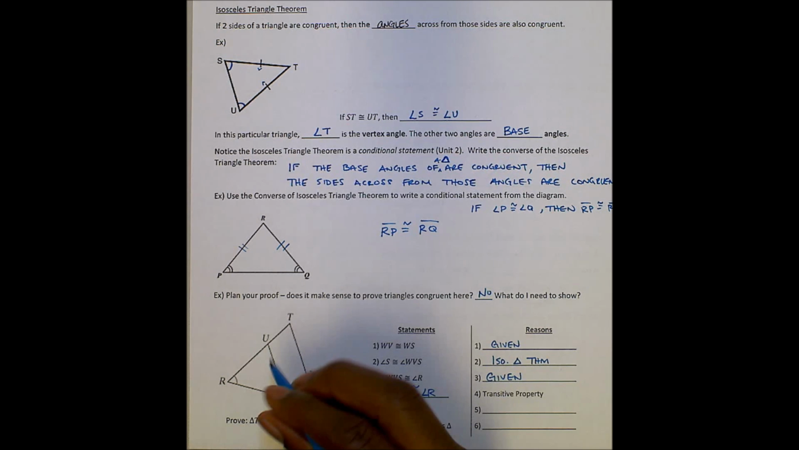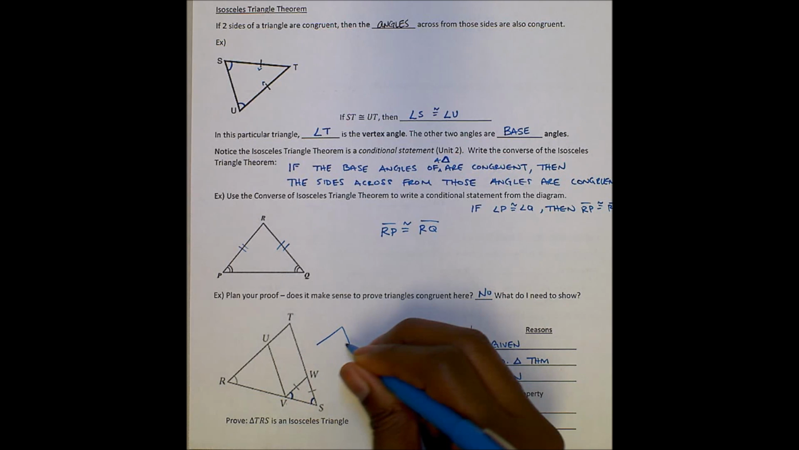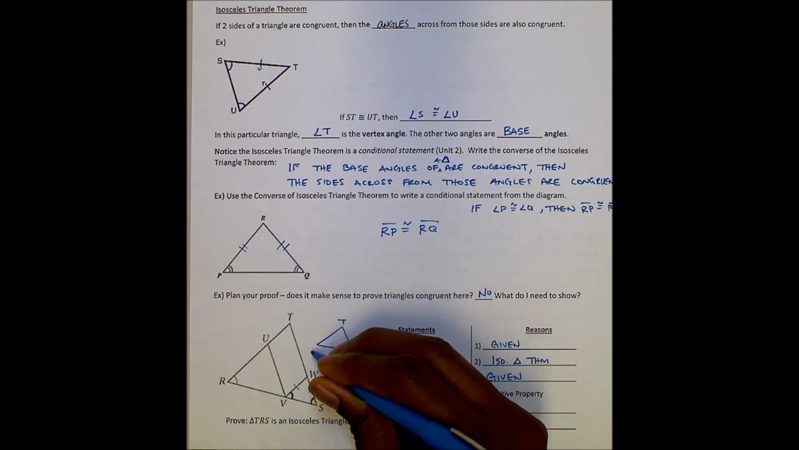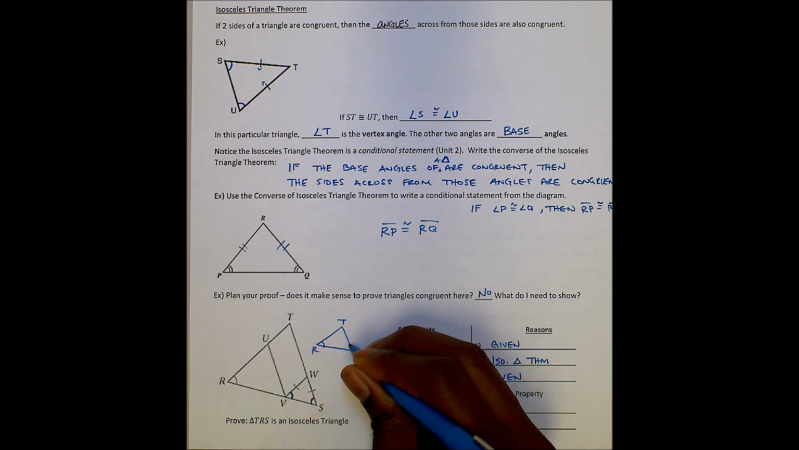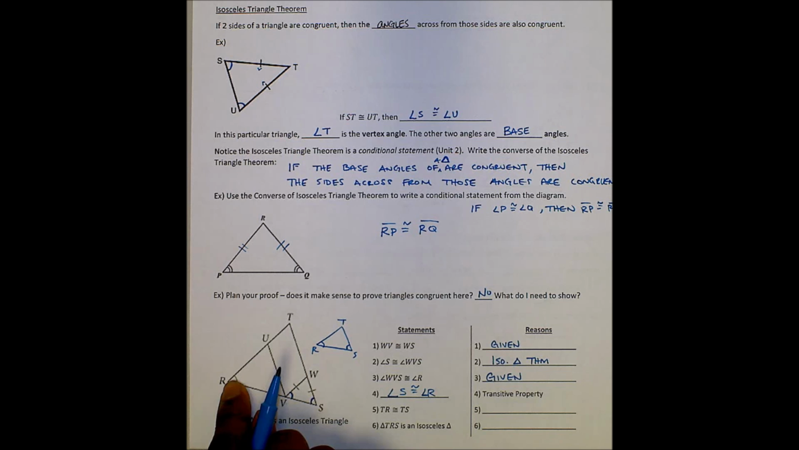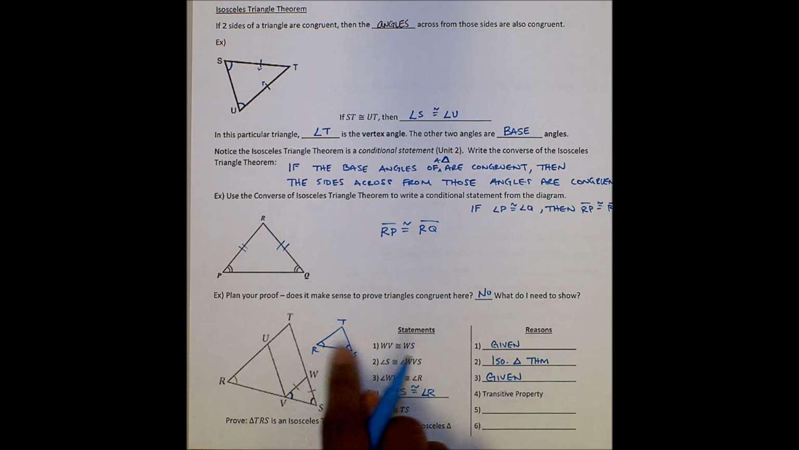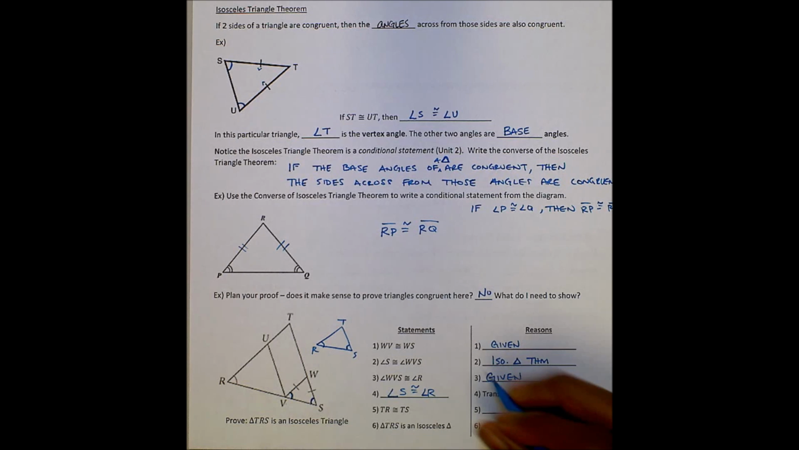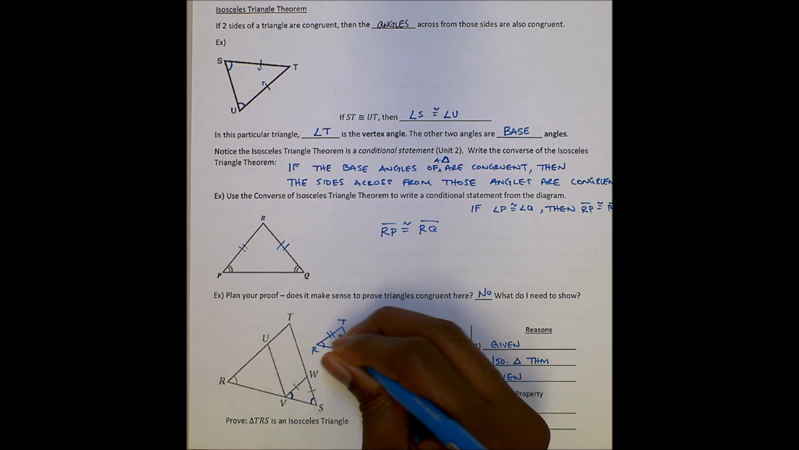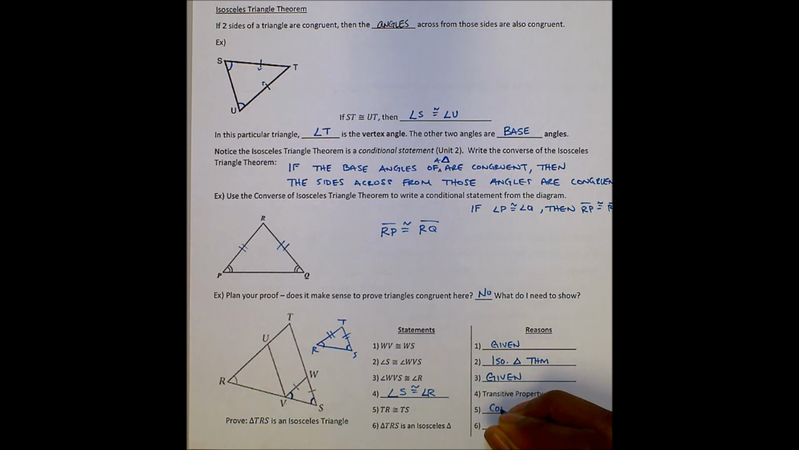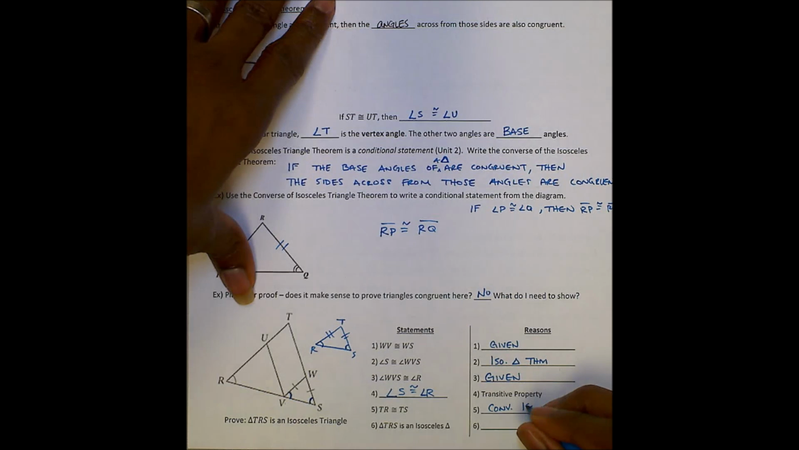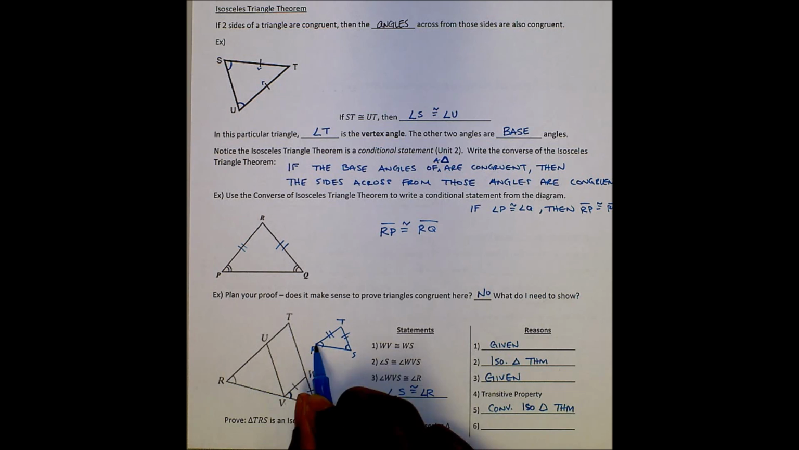If we look at this big triangle TRS, and I'm just going to redraw it here so you can see it more clearly, we marked S and R as congruent angles. And so you should notice that the base angles of this triangle are congruent. So now we can say TR has to be congruent to TS because of the converse of the isosceles triangle theorem. Because the isosceles triangle theorem says if we know the sides, then we know the base angles are the same. The converse says if we know the base angles, then we know the sides are the same.